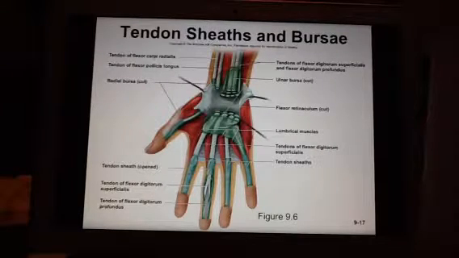And so this is showing you what we mean by the tendon sheath and the bursa. There's kind of a lot going on here, but if you look at the middle finger, it shows the tendon sheath and what that looks like opened up. And then the other finger shows the tendon sheath not opened.